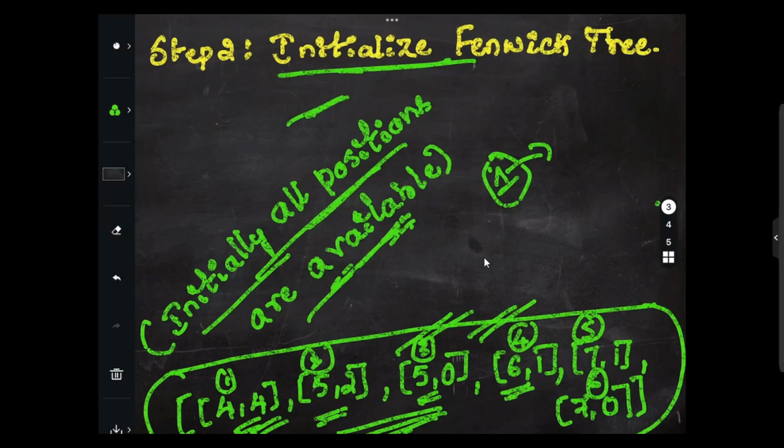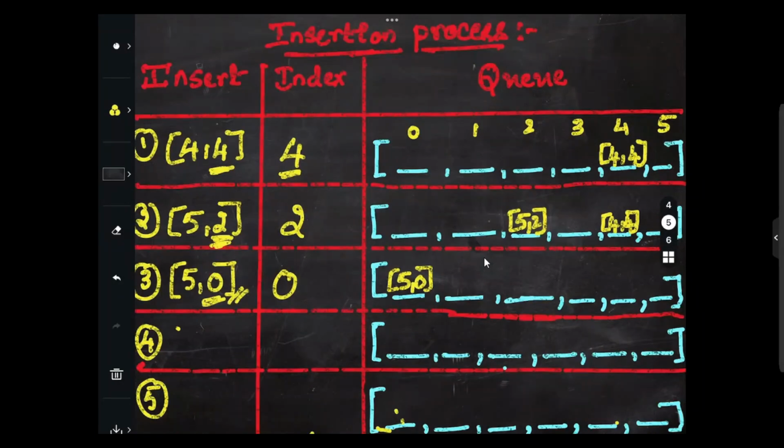Next we will be considering 6 comma 1 here. Let me consider here 6 comma 1. So here we will be going with index 3. We already have 5 comma 2 and 5 comma 0, so 6 comma 1 will be going with index 3 here.